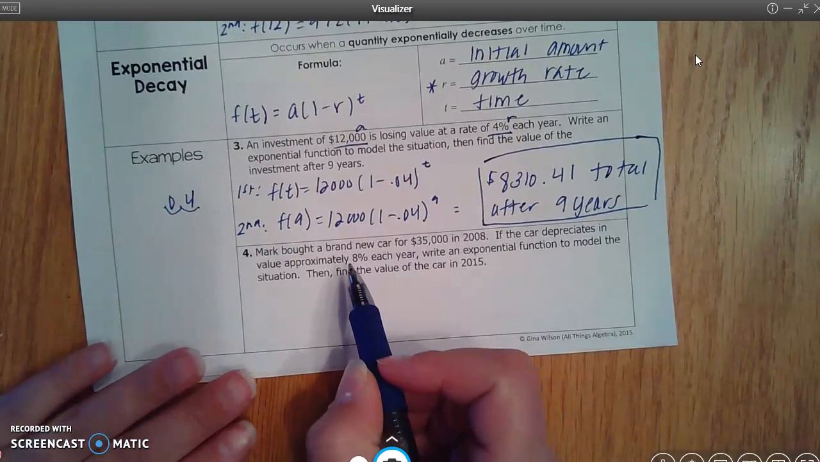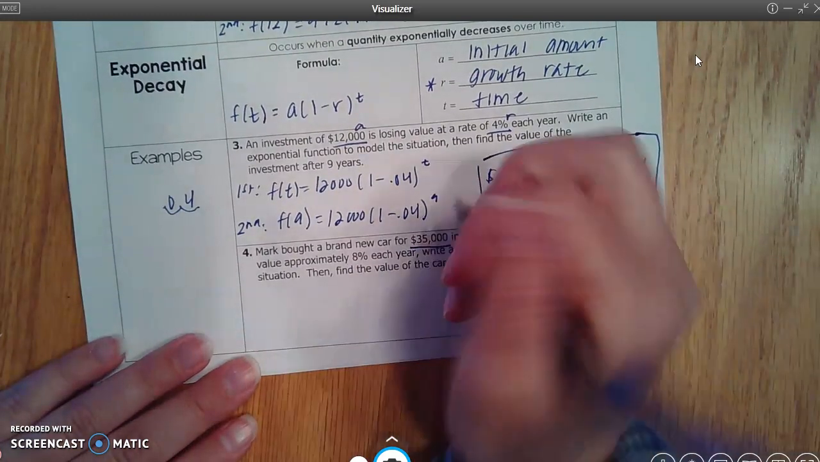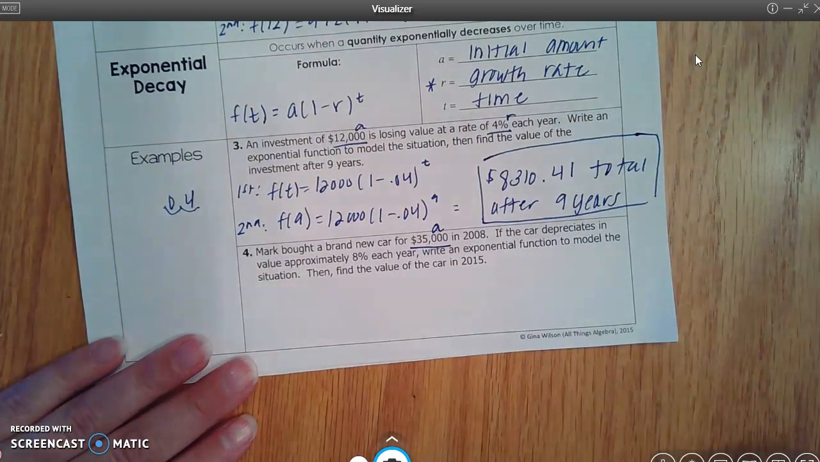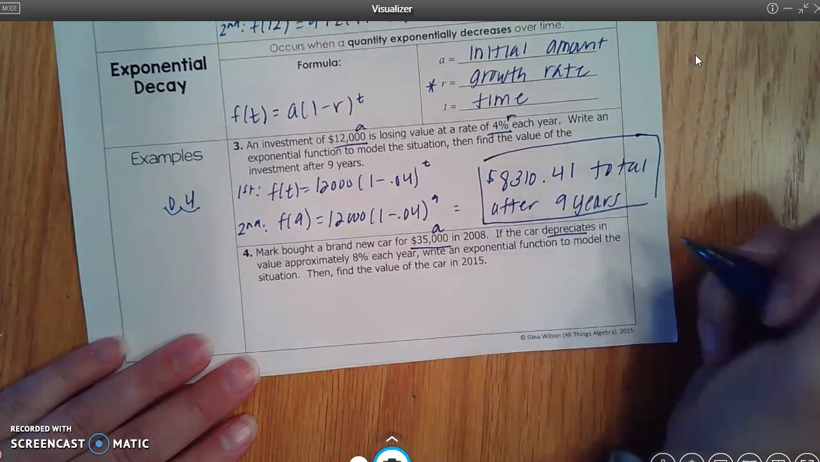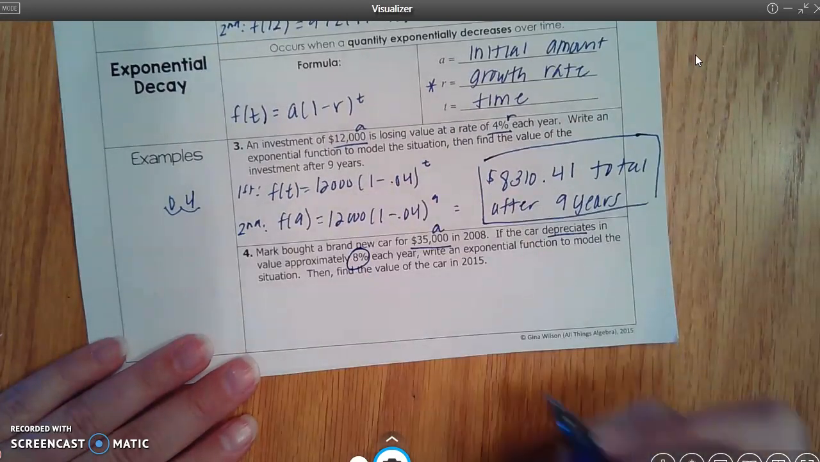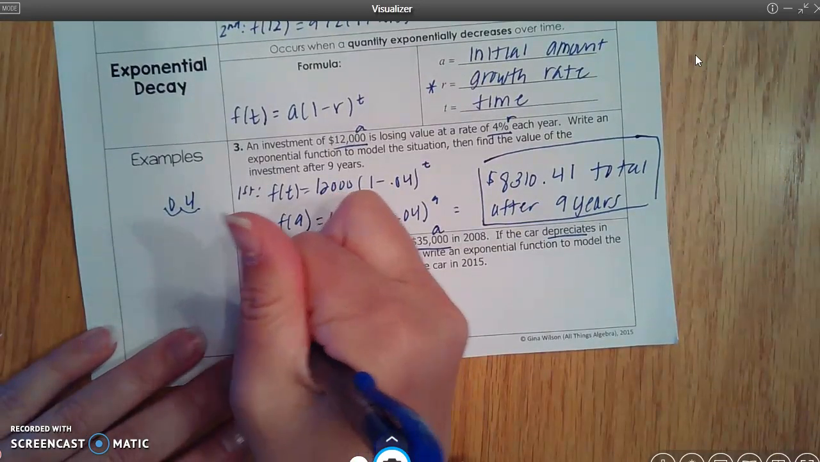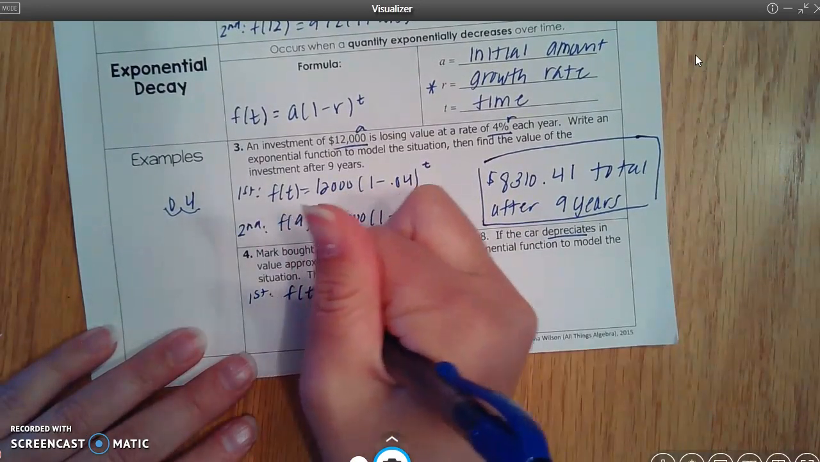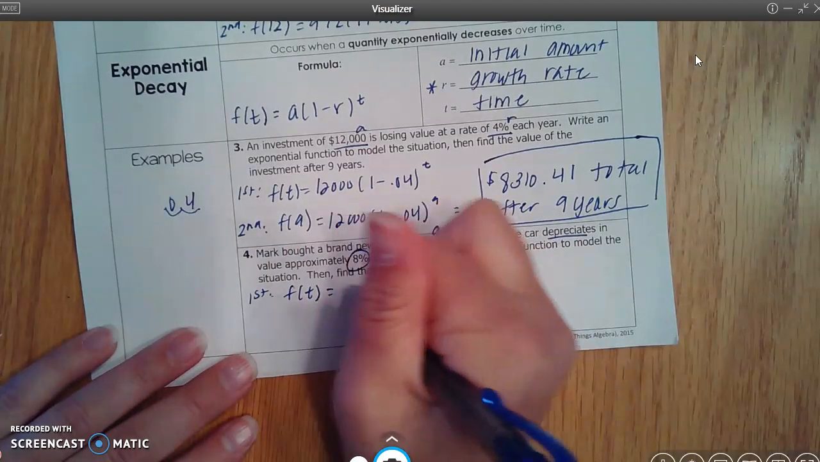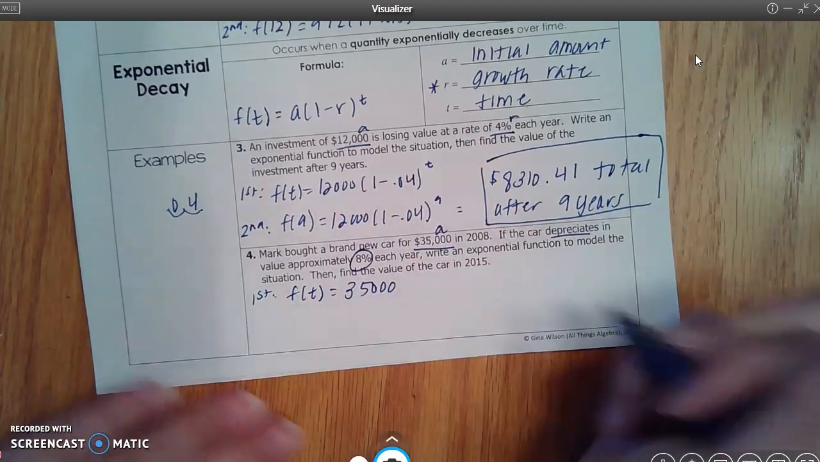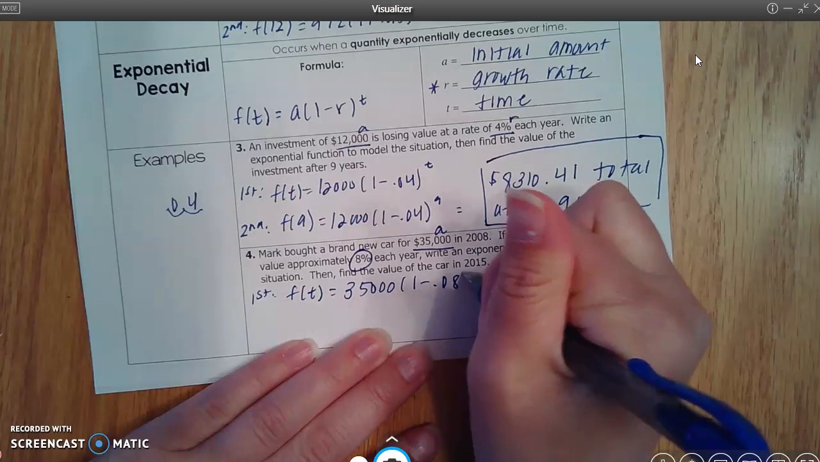All right, one more. Okay, so it says Mark bought a brand new car for $35,000 in 2008. The car depreciates, which means decay, at approximately 8% per year, which is my R. They want you to write an exponential model for the situation. So here's the first thing they want me to do. I would say f of t is equal to the $35,000 I spent on my car times 1 minus my 0.08 raised to the t.